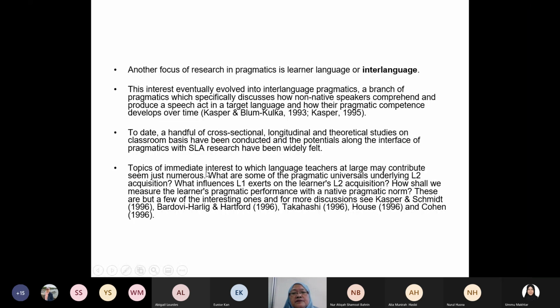Okay, so topics of immediate interest to which language teachers at large may contribute seem just numerous. What are some of the pragmatic universals? Pragmatic universals means what are the pragmatic things that we learn irregardless of language. But so we want to look at what happens in second language. What influences does language one exert on the learner's language two acquisition? Yeah? So we want to know what is the influence of their previous knowledge of language in their learning of the language two.